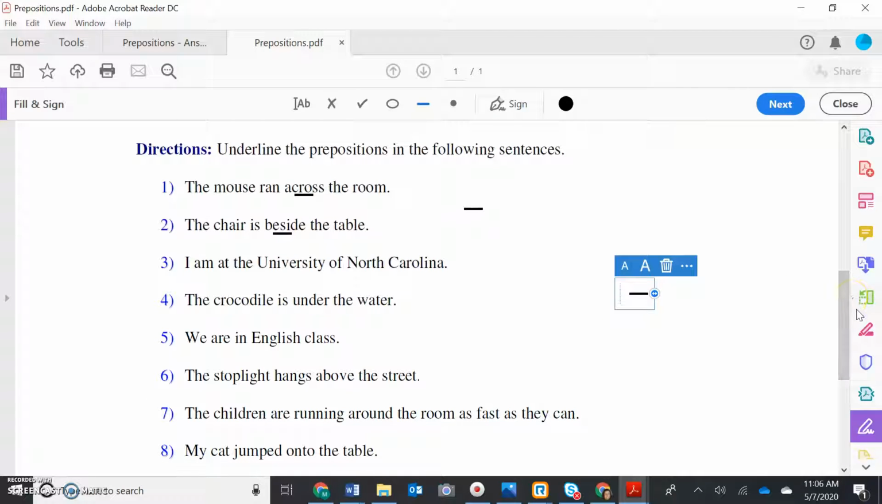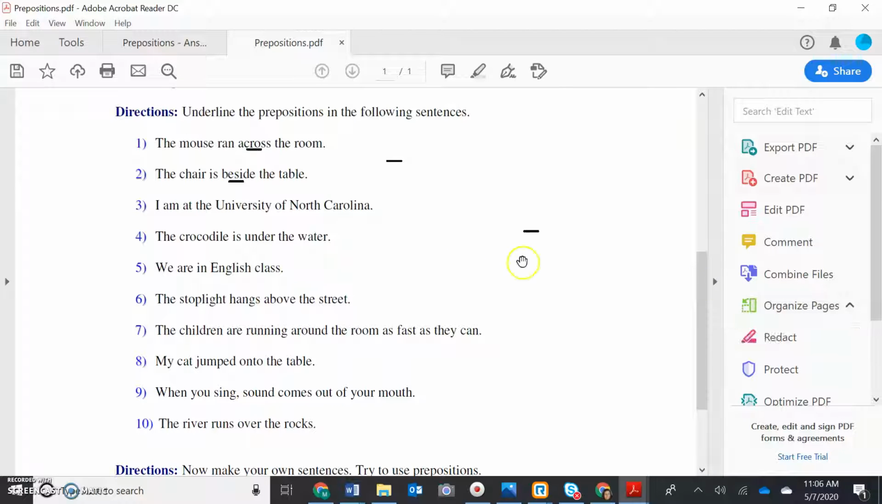Let's go to number 3. I am at the university. Where is she?